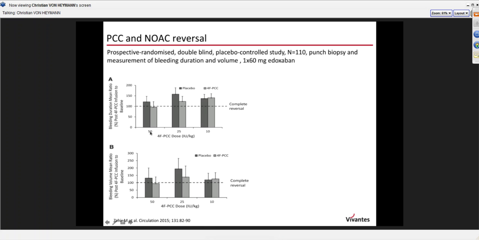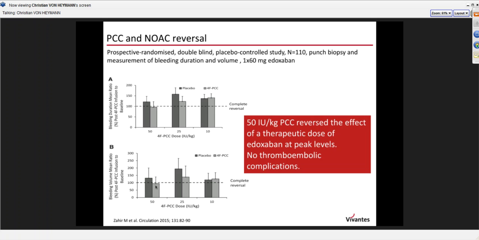Escalating doses starting from 10 up to 50 units per kg, and what you see here is compared to placebo, the dark gray column, that the 4-factor PCC at a dose of 50 international units per kg reduced the bleeding duration and also the bleeding volume below that of healthy volunteers.